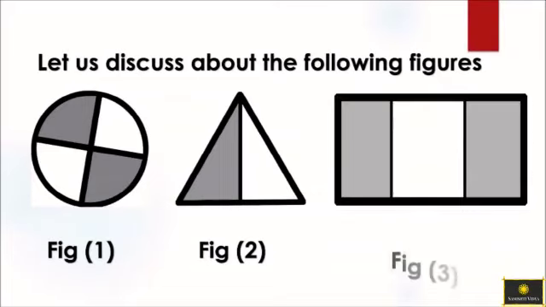Now, figure 3. A rectangle is given. You can find that the rectangle is divided into 3 equal parts. Out of the 3 equal parts, 2 parts are shaded. So let's answer the questions.